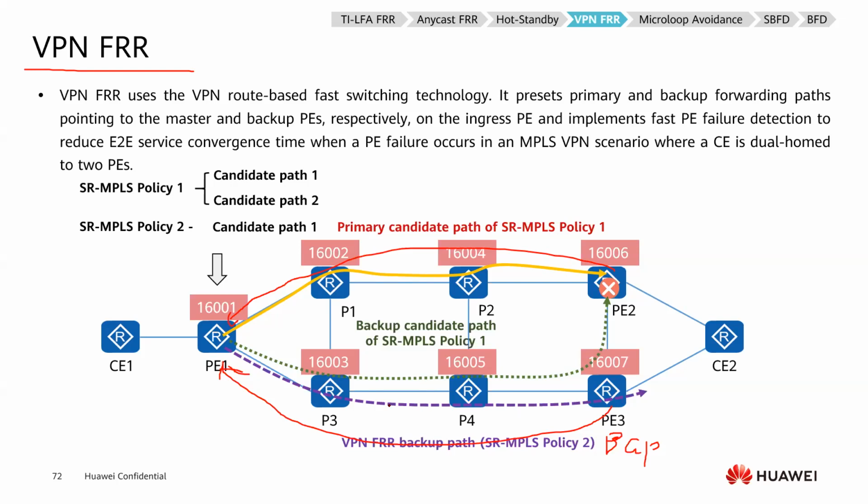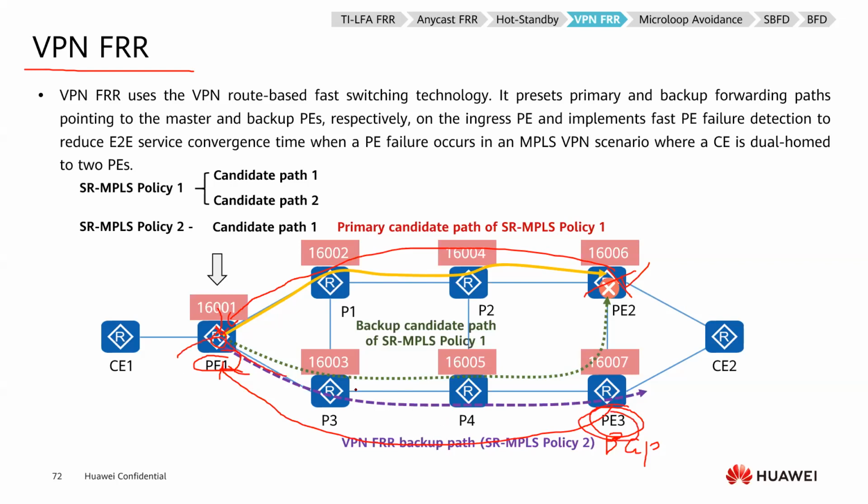So with VPN-FR, the P will store the route from P1 going to P3 as a backup path. So if P2 is filled, the route will be withdrawn. P1 will withdraw this route because it detects the other end is filled, and P1 will directly use the backup route, which is going to P3.